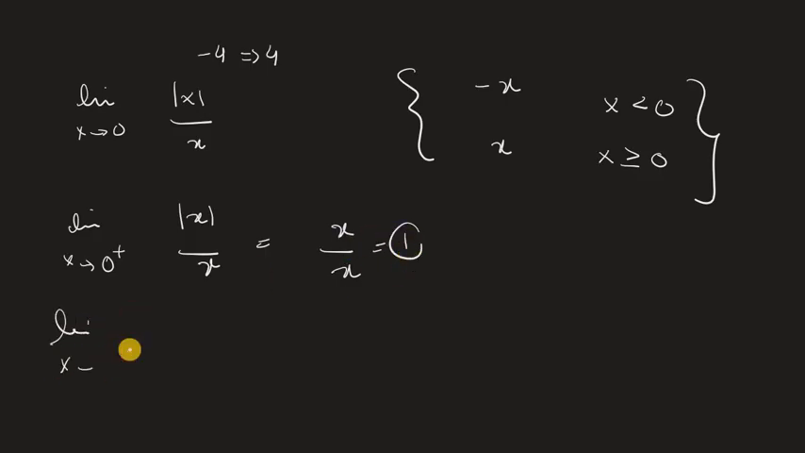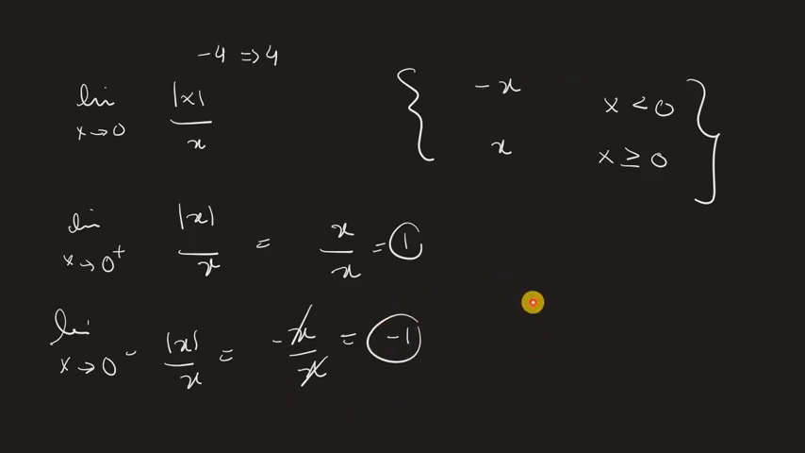And for the limit as x approaches 0 from the left, you have the same thing over here. You have x over x, and this is -1, because from the left this is -x, and then this is going to be -1. So if you evaluate the limit as x approaches 0 of this function, it equals does not exist, since these two values do not match up.